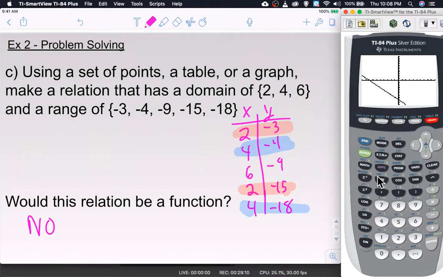It is still a relation. It still has a domain and a range, but it's not a function. It does not pass a vertical line test. Each input does not have exactly one output.